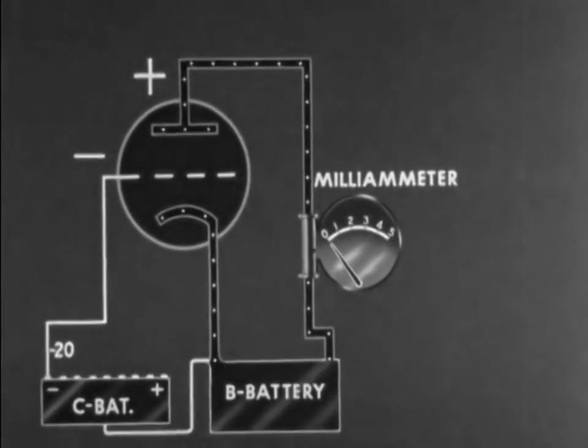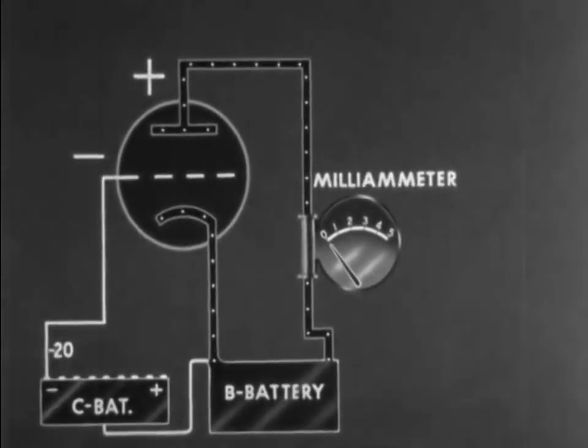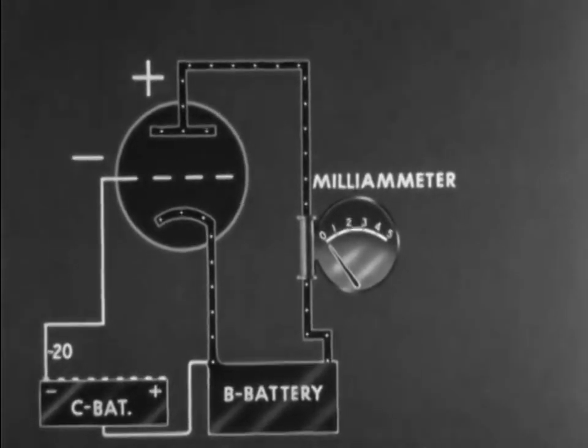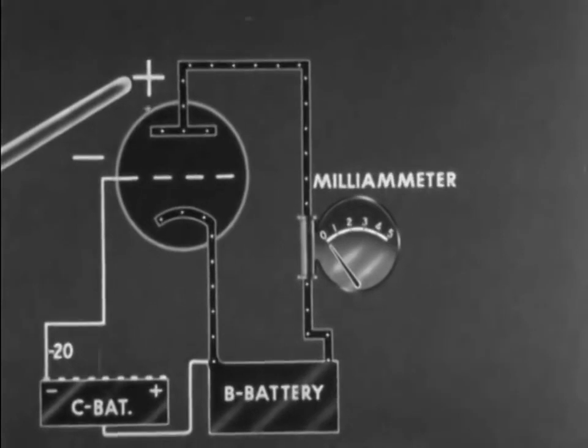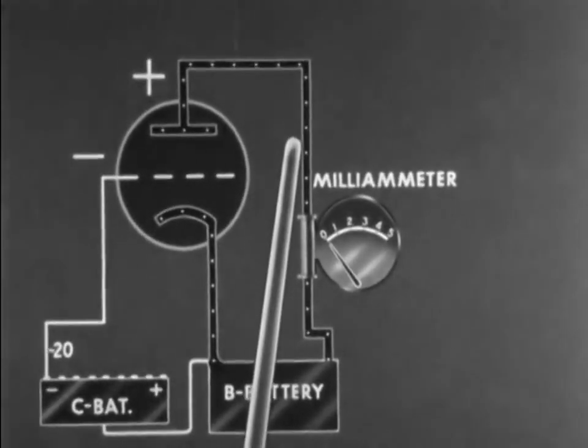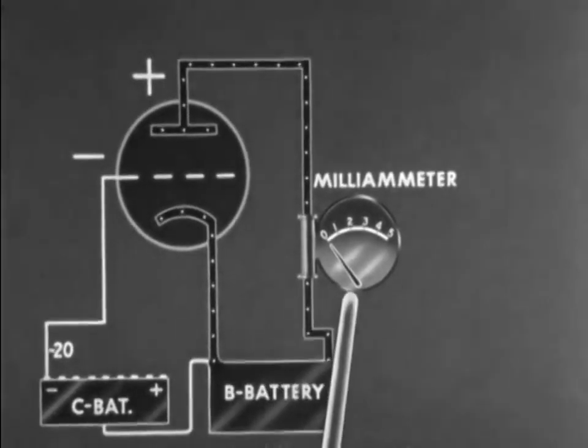This circuit represents a hookup to test the effect of grid bias on plate current. With the grid negative well below the cutoff point and the plate positively charged by the B battery, no current is seen to flow around the plate circuit and through the milliammeter.